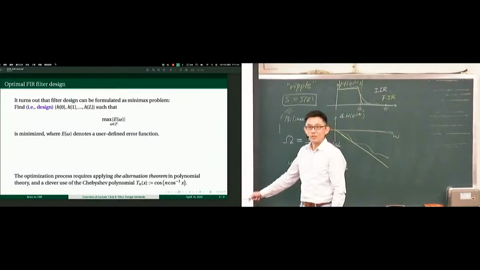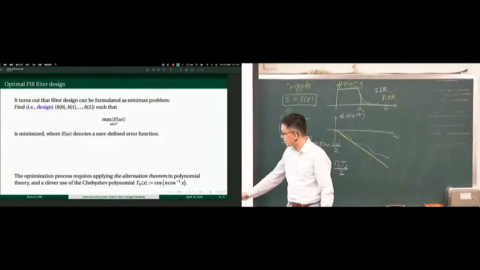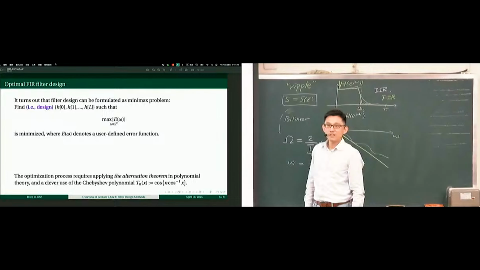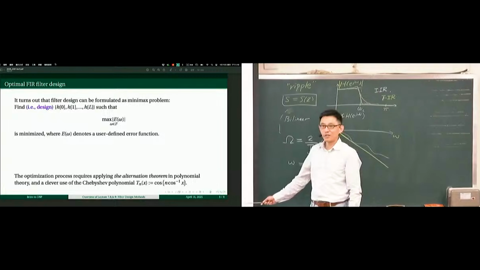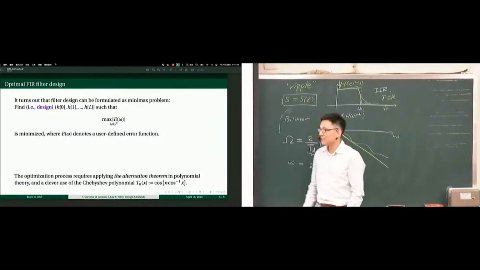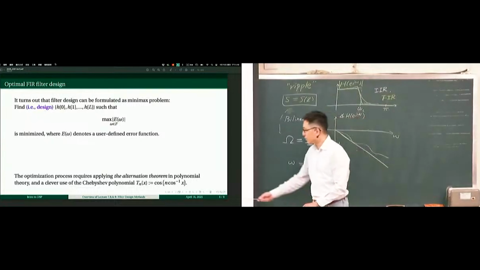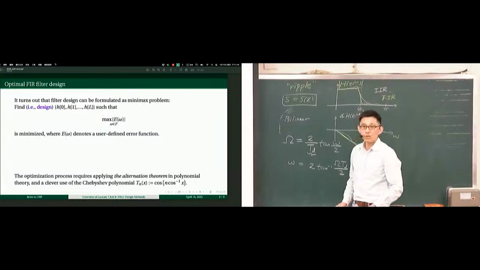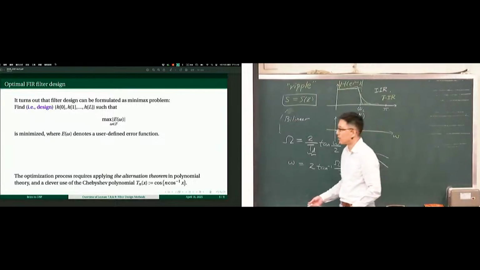We'll explain that for any n, it gives you a polynomial. Cosine of n times arccosine of x is a polynomial of x. Think about that. It's actually not that hard once you see the trick. And we will be using such polynomials in order to construct our optimal filter, to talk about optimal design.